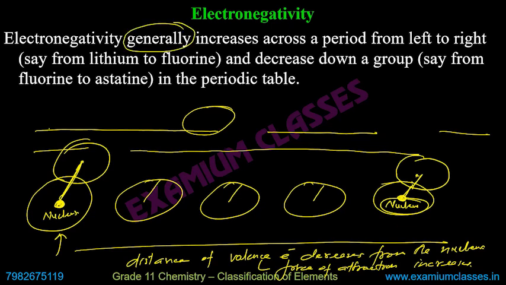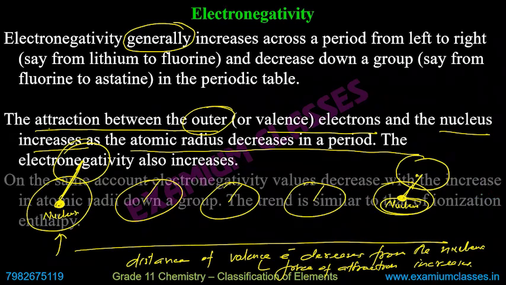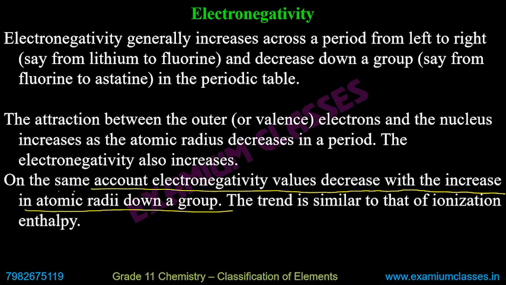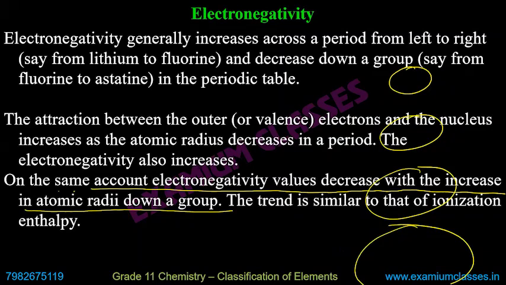Why? Because there are exceptions. Clear? Yes, sir. So on the same account, electronegativity values decrease with the increase in atomic radii down the group. Now down the group, because atomic radii increase, the force of attraction decreases and electronegativity decreases. Same reason.